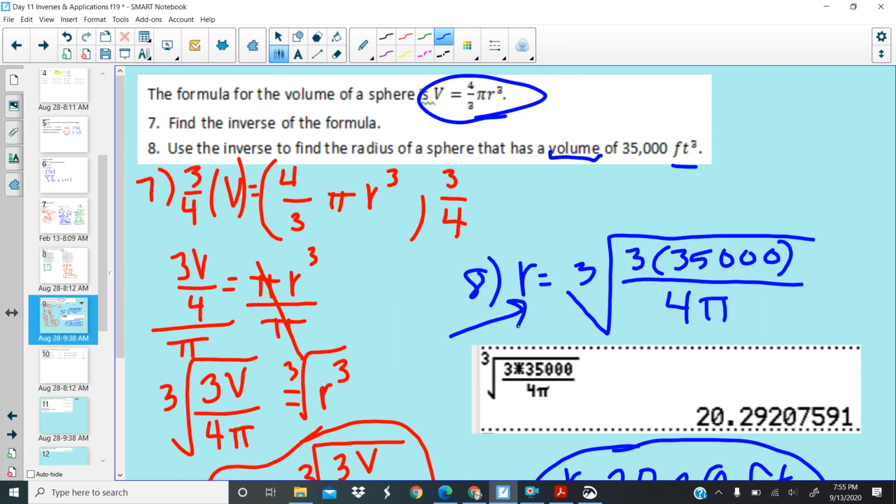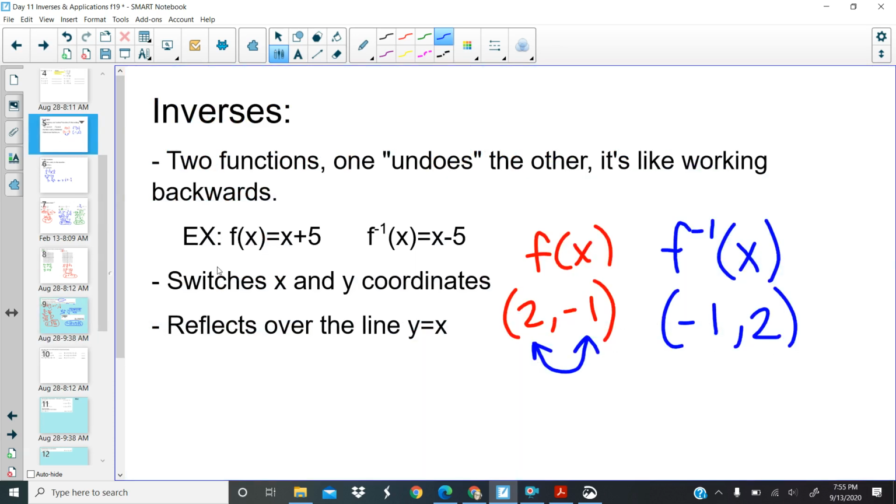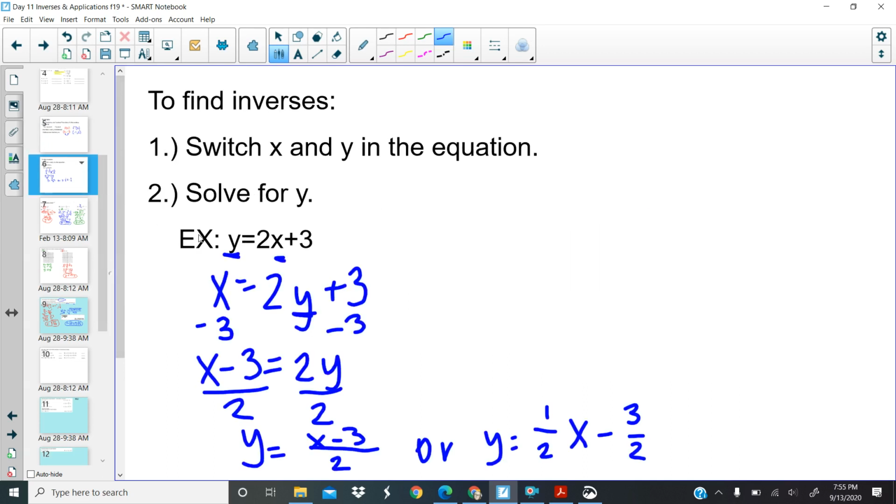So with that being said, things to keep in mind, and I'm just going to come back to my original. The x and y coordinates get switched. The graphs reflect over the line y equals x, and you're kind of working backwards. You just switch x and y in the equation and then solve for y when you're trying to find the inverse, and that is all.